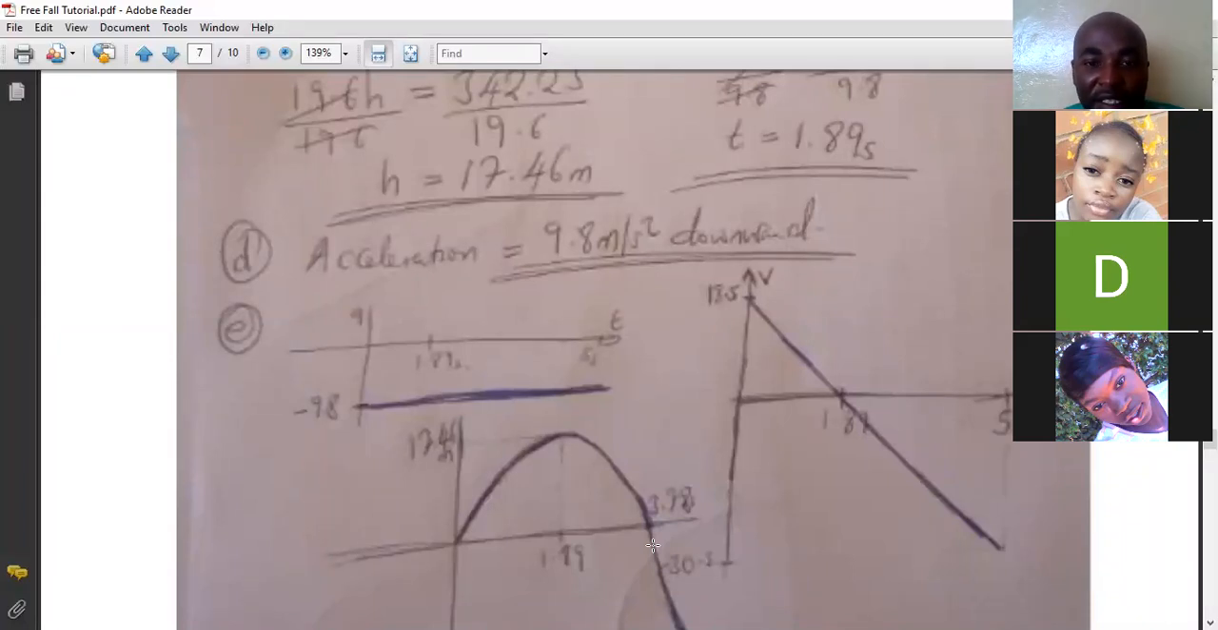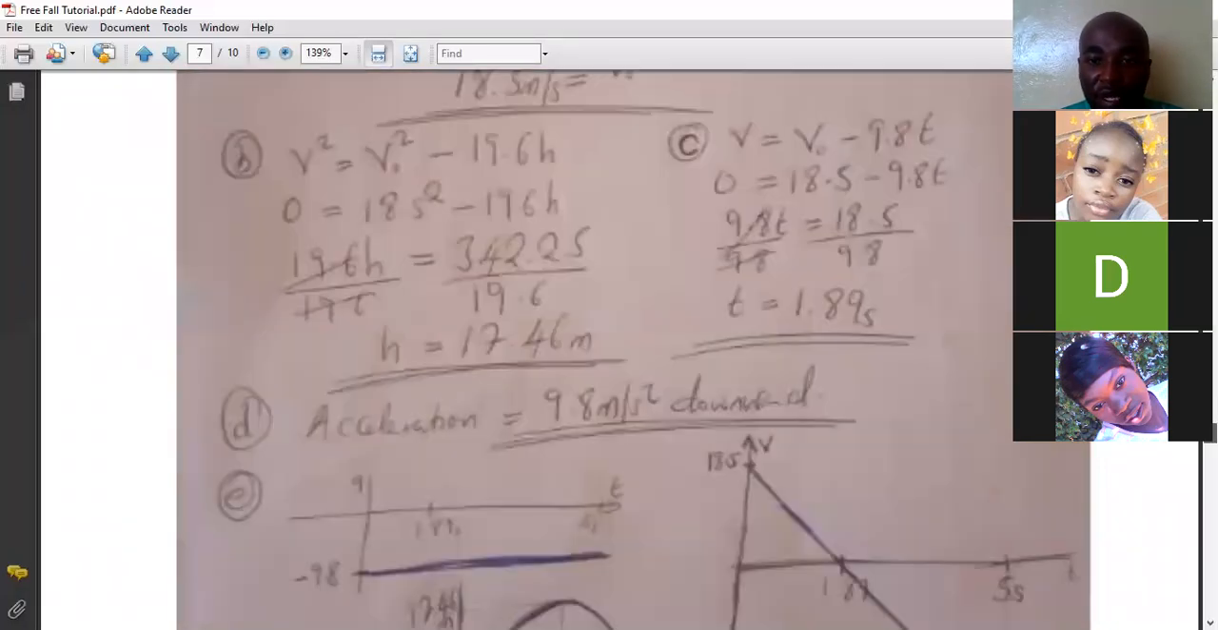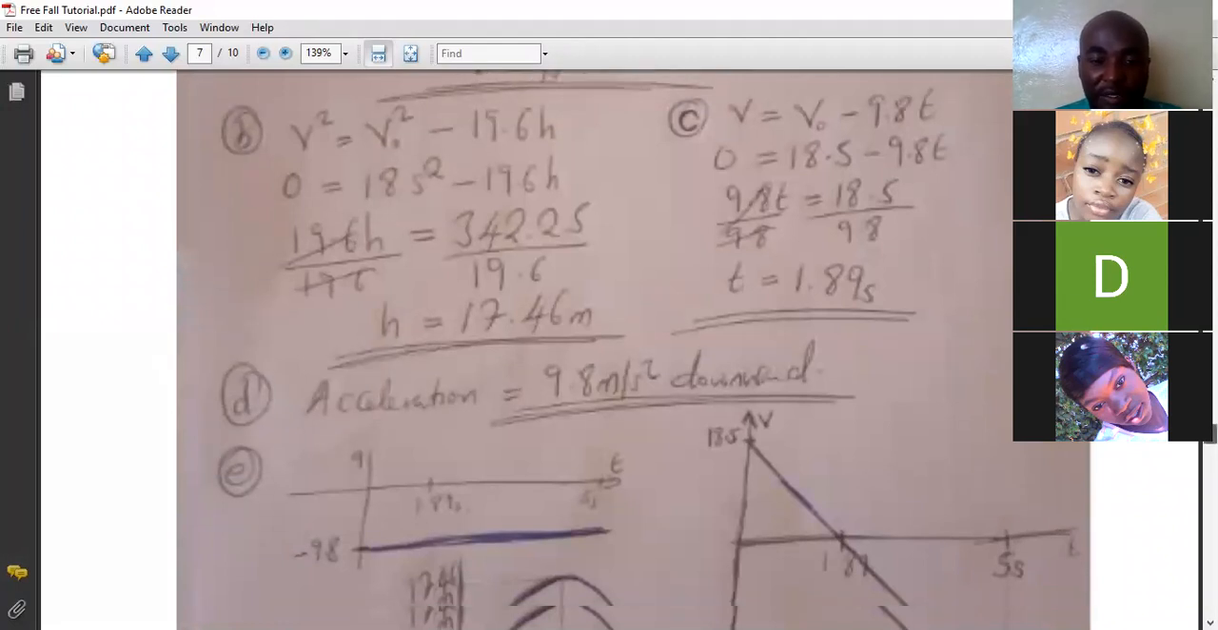30.5 velocity. It's negative 30.5. How do you get that negative 30.5? You do the same. You say V equals V naught minus 9.8 T. So those are the scenarios. So that's the velocity time graph. I'll see if there's something to change there, then I'll give it to you guys.